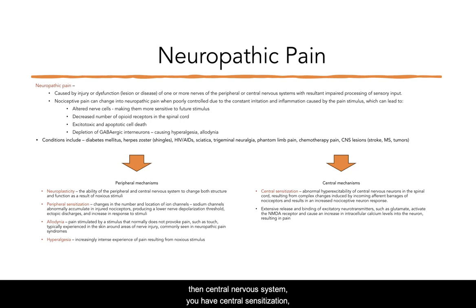Then in the central nervous system, you have central sensitization, abnormal hyperexcitability of the central nervous system neurons in the spinal cord. It happens because of changes in incoming barrages of nociceptors, and it results in an increased nociceptive neuron response. So the pain seems extreme, right? So all of these mechanisms basically exacerbate the pain, like make it feel really bad.